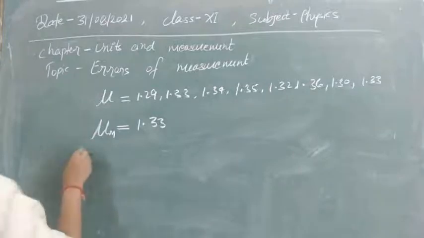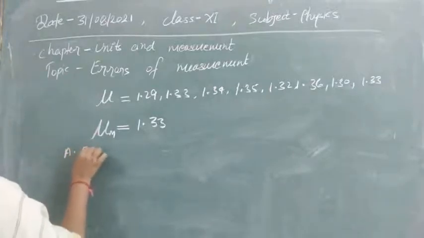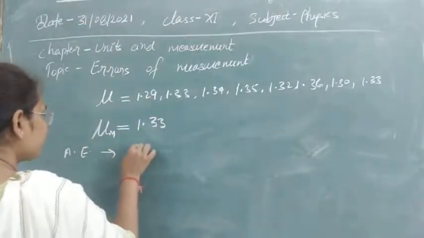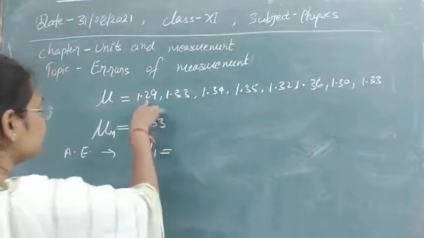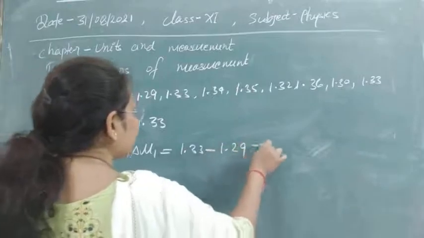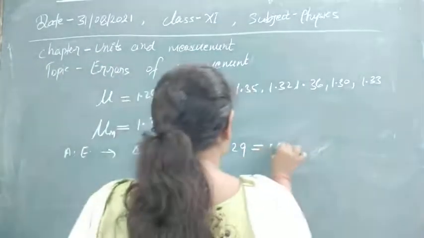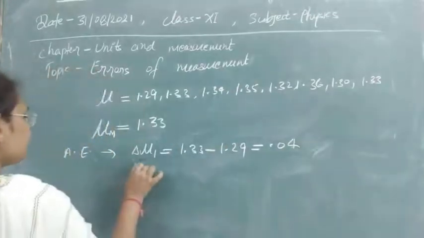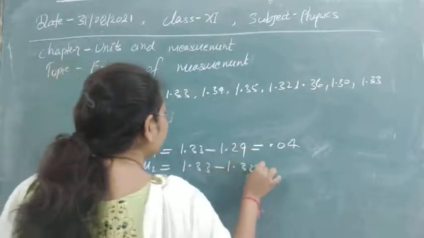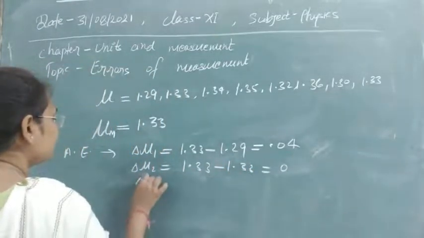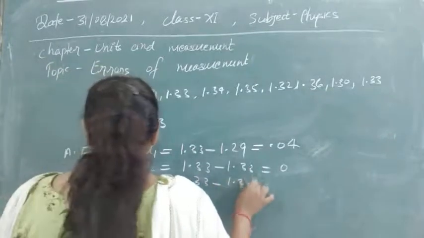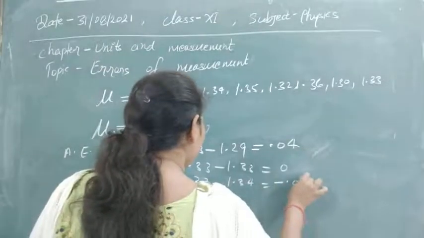Next one, absolute errors. If you have to find out absolute errors, it is calculated for every measurement. Suppose this is delta mu1: you can calculate it as 1.33 minus 1.29, so this value is obtained as 0.04. Similarly, delta mu2 is 1.33 minus 1.33, so the error is 0. Delta mu3 is 1.33 minus 1.34, so this error is equal to minus 0.01.